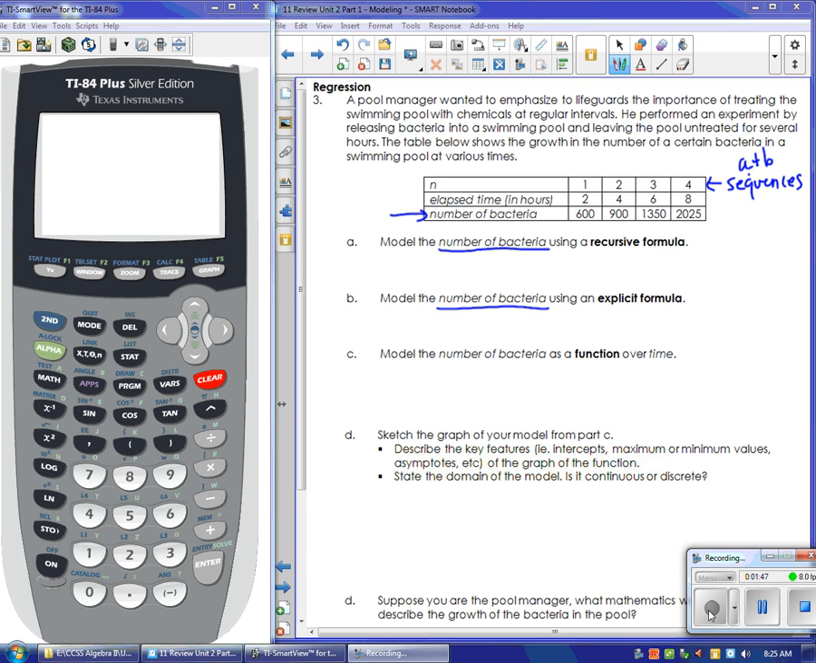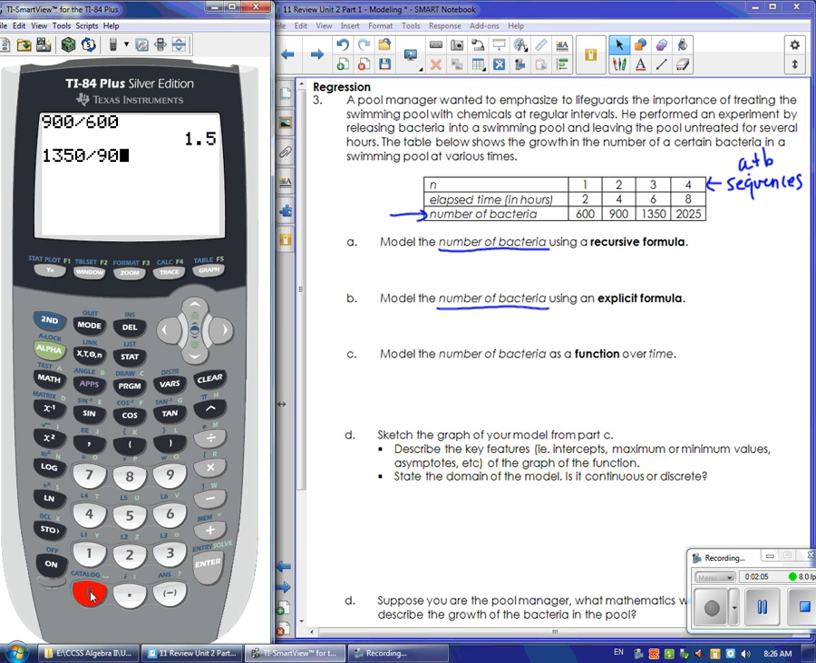And so in order to confirm that, I need to figure out if there's a constant ratio or a common ratio. So I'm going to start with my 900, because remember, we always start with the second term and then divide it by the first. And that gives me 1.5. So let me try the next one. 1350 divided by 900. 1.5. Great. And then 2025 divided by 1350. And hopefully I'll see 1.5. I do. So that confirms that I'm dealing with a geometric sequence.